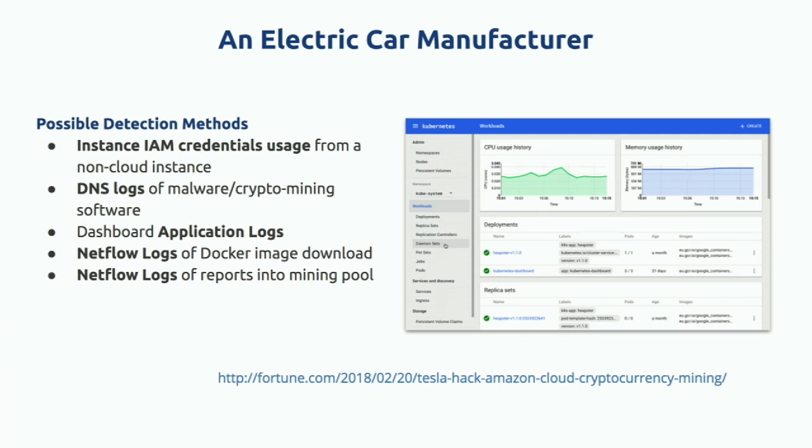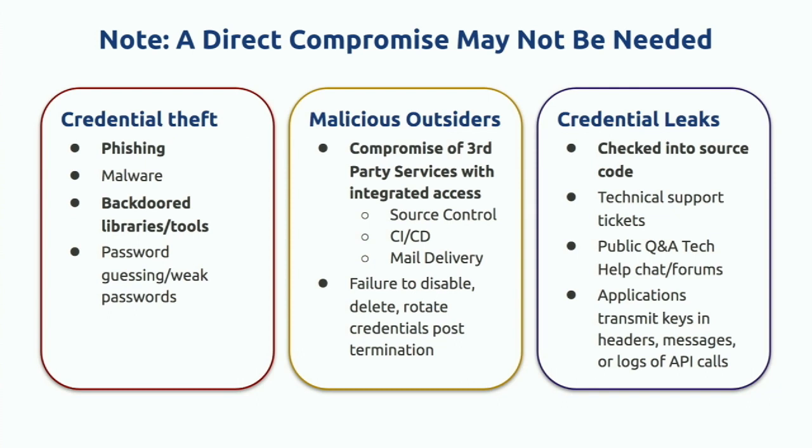But in the case of this, using those instance IAM credentials, which Kubernetes leverages, when you use those outside the environment, that's a huge indicator that something bad is going on. And specifically DNS logs of anything that was related to crypto mining lookups or downloading malware, and the NetFlow logs associated with those. And then finally, the application logs of the dashboard. My guess is that they weren't looking at those logs. Hey, why are there repeated login attempts from this admin dashboard from a public IP? My guess is that they weren't looking at that. So if my understanding serves, it was somewhere between 4 and 6 weeks before they detected it.